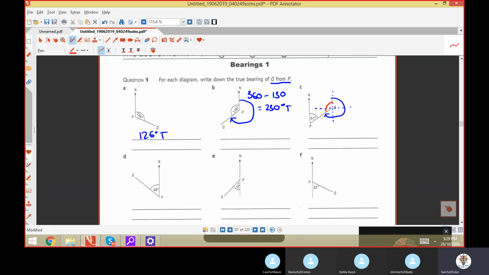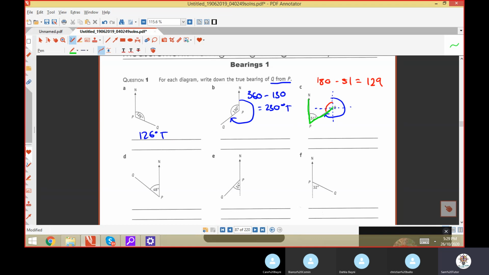So we're trying to find red, right? No, we're trying to find blue. So 180 minus 51 gives you 129. 360 minus 129 gives you blue. Now that's one way. The other way is using alternate angles. So I'll draw alternate in. It's like the capital N.